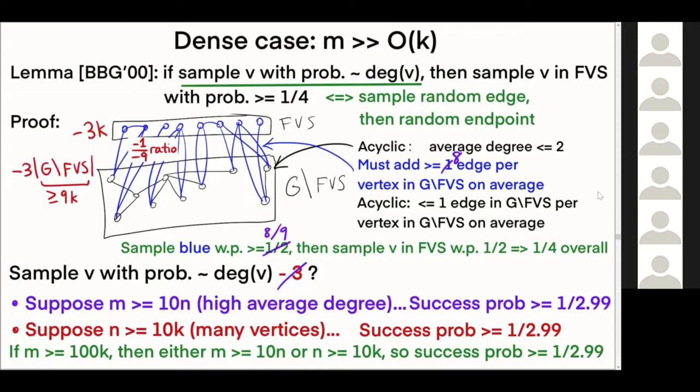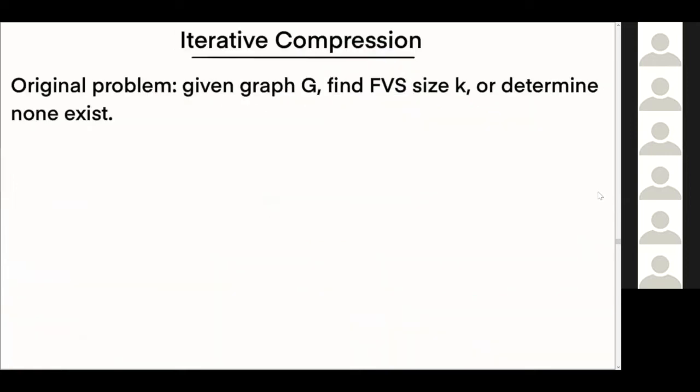Okay. So that concludes it for the dense case. Now we'll proceed to the sparse case, but before that, we'll first go over this trick of iterative compression, which is popular in parameterized complexity, which, as Pankaj mentioned before, gives us a feedback vertex set of size k+1 for free, and we'll need this later on in the sparse case of the algorithm.